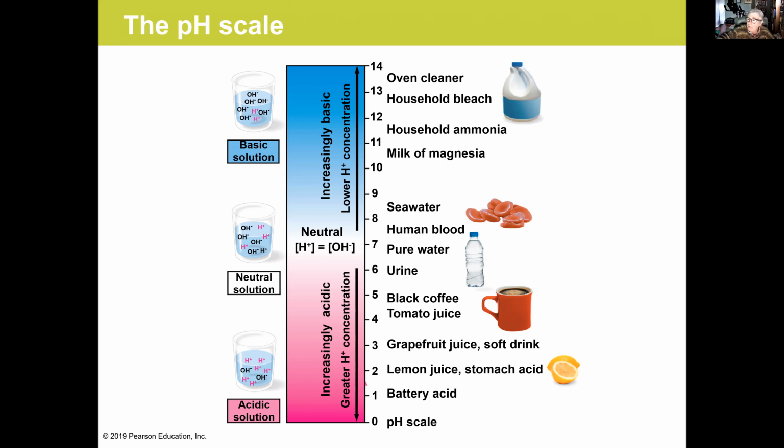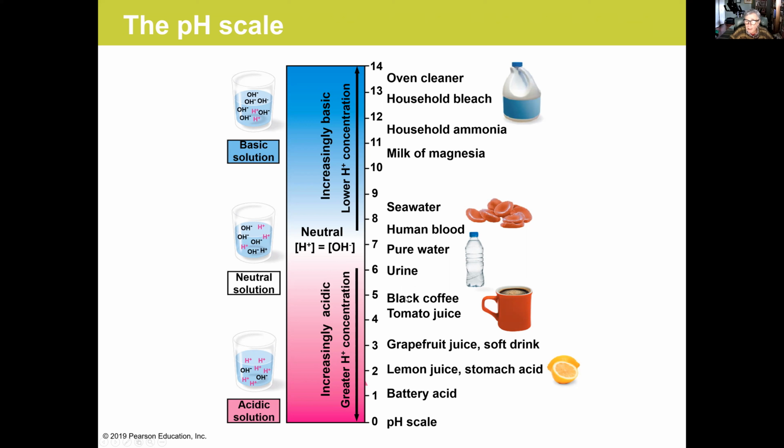For example, since it's a logarithmic scale, pH 6 has 10 times more hydrogen ions in it than pH 7. pH 5 has 100 times more hydrogen ions than 7. pH 4 has 1,000 times more hydrogen ions, and so on and so forth. In human blood, it's right around 7.4, and it better stay there. And then pure water is defined as having neutral pH, pH 7.